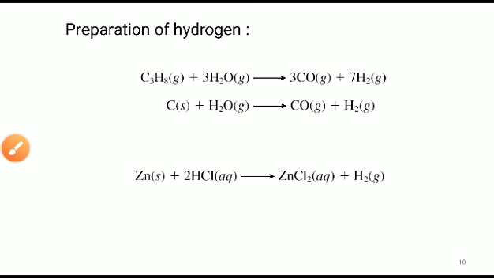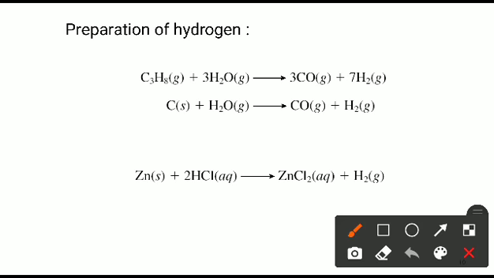Here, how to prepare hydrogen gas? There are some reactions for reference. Propane, on hydrolysis or reaction with water, forms hydrogen gas. Also, carbon on hydrolysis forms carbon monoxide and releases hydrogen gas. Also, zinc metal reacted with the acid HCl forms hydrogen gas.